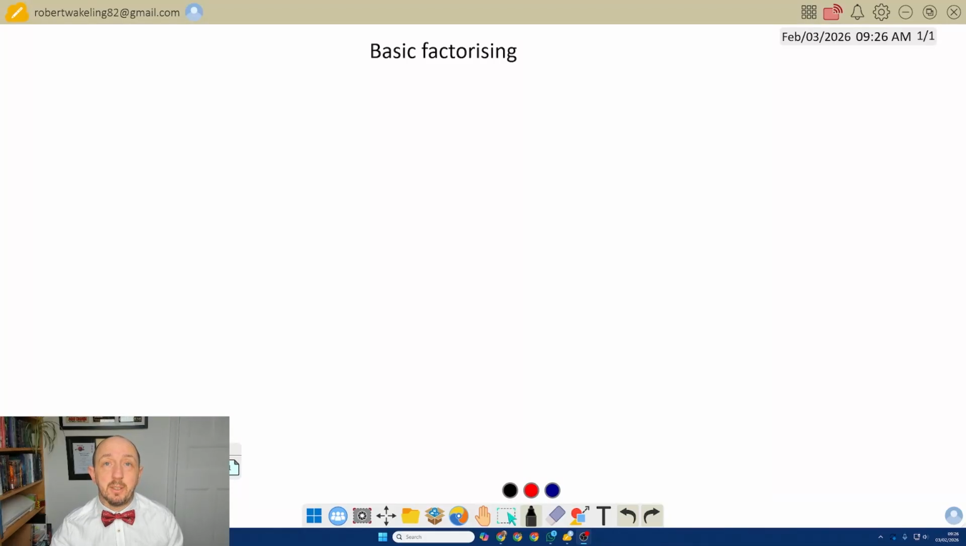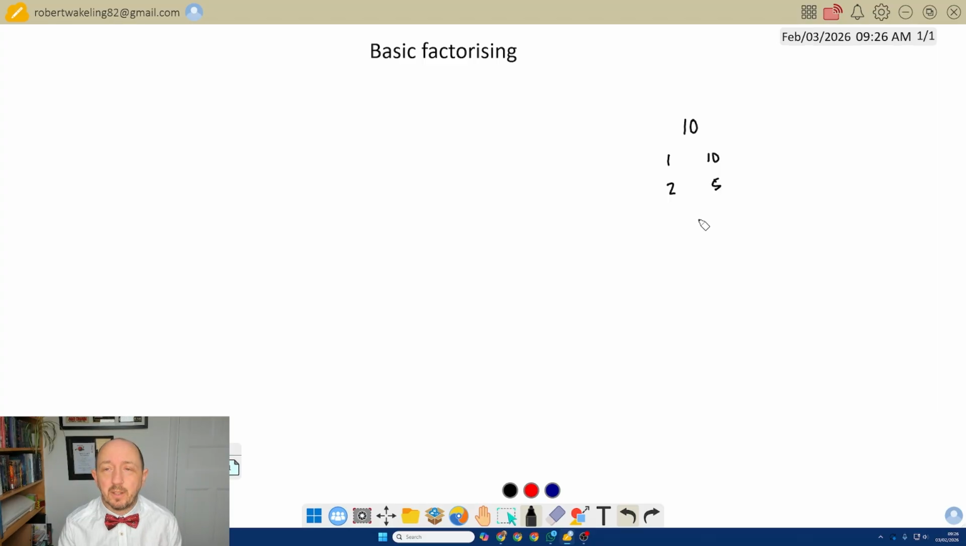In this video, we're going to be looking at basic factorising, what factorising is and what you're expected to do when you have this type of question. So factorising, the word factor means find a number that will divide into another number without a remainder. So 10 has factors of 1 and 10, 2 and 5. They will all divide into 10 without a remainder.